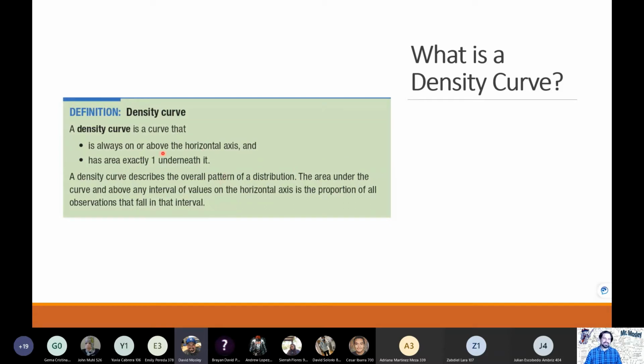So when they say it has an area of 1, it's because when we add up all the proportions, a proportion being a percentage written as a decimal, it adds up to 1. In other words, 100% of the data is represented under that curve. In statistics and probability, a proportion has to range from 0 to 1. So everything added up is 1.